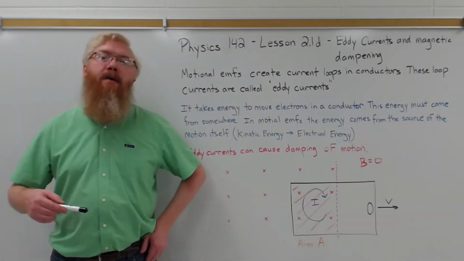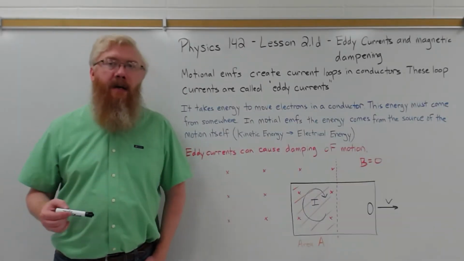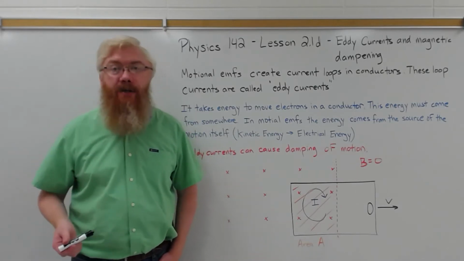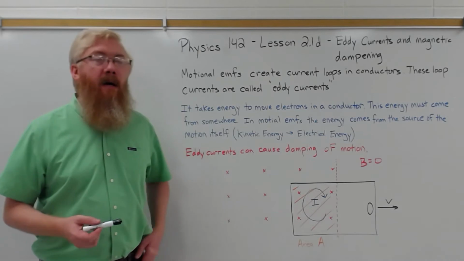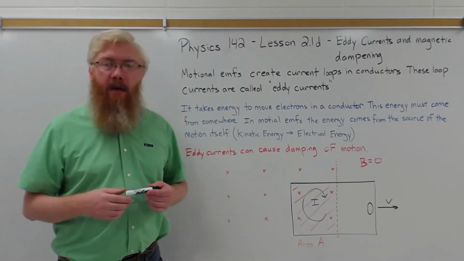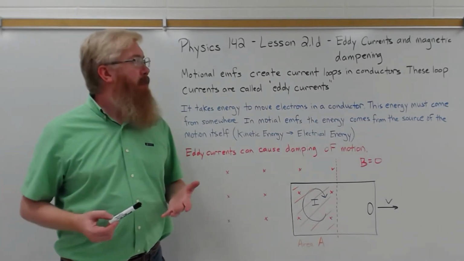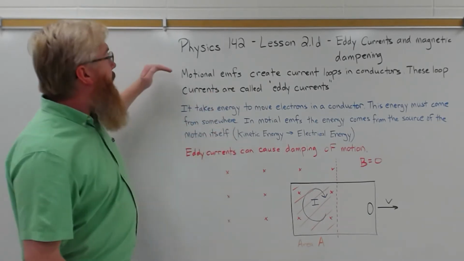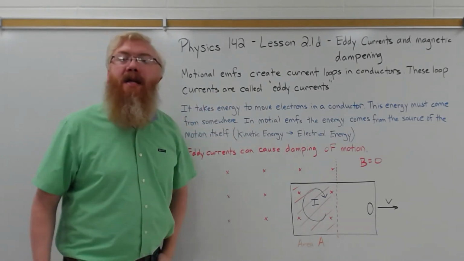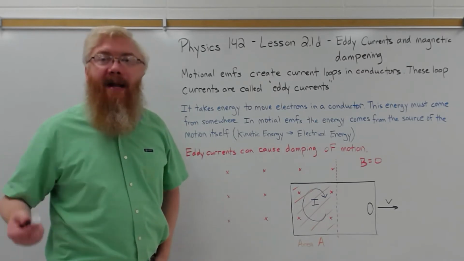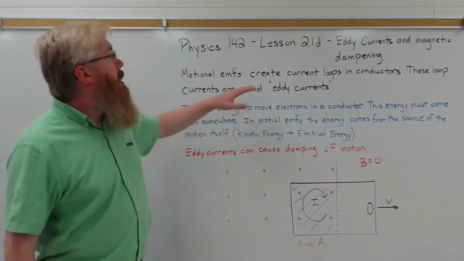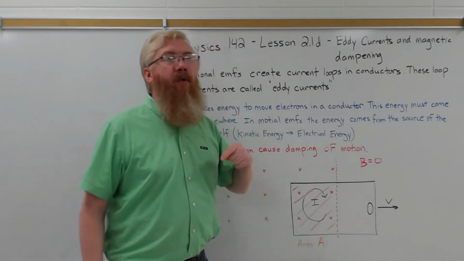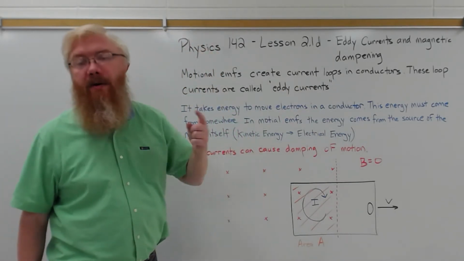Now we've talked about the currents generated in a loop of wire as the magnetic flux changes within that loop of wire. But in reality, what if we don't have just a loop of wire? What if it's a solid object or a conductor? Well, what will happen then is motional EMFs, again changing the magnetic flux through some area, can create current loops in conductors. Now, of course, in a loop of wire, that's just current in that loop of wire.